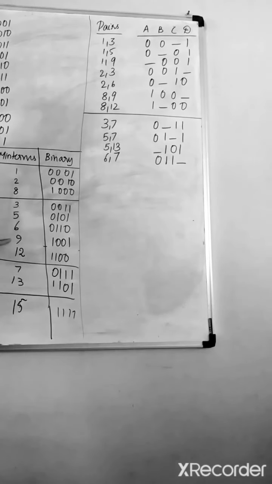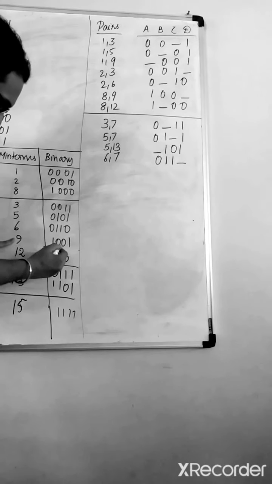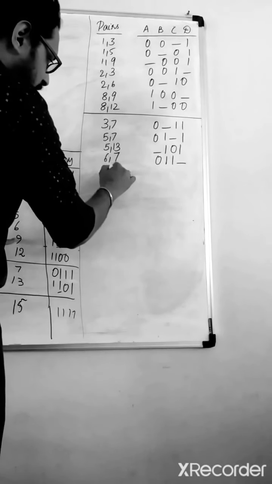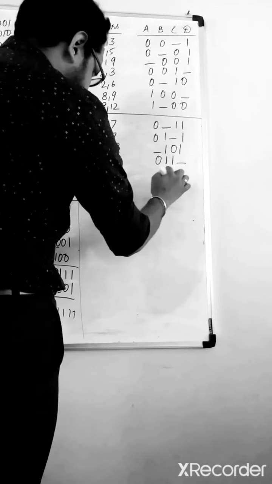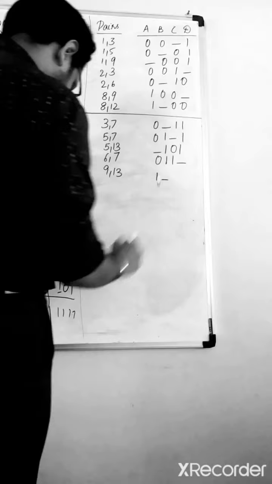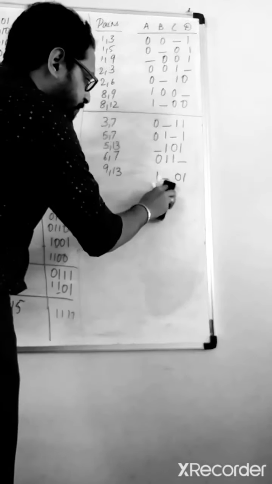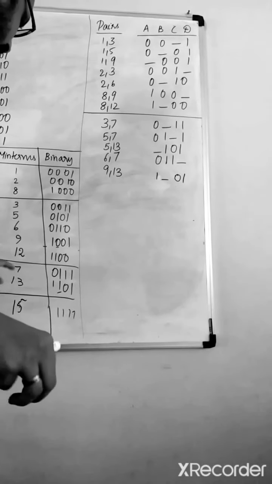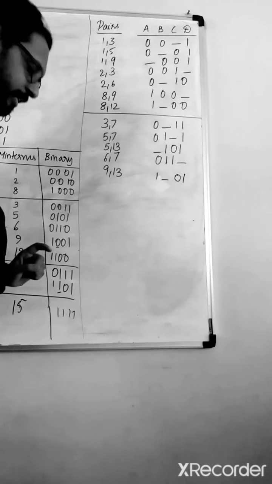Then 9 is compared with 13. 9 compared with 13 means there is a 1 bit change in the second position. So we write 9 and 13. We write it as 1, dash, 0, 1. And after that, 12 is compared with 7, 12 is compared with 13, no change.